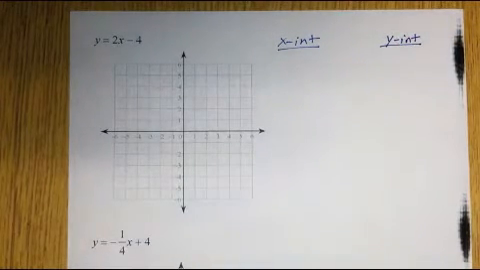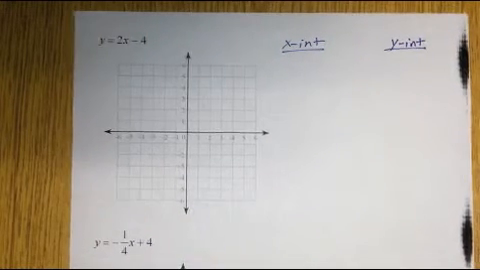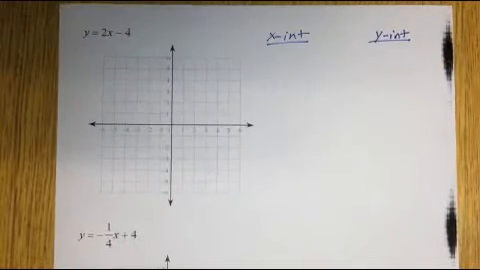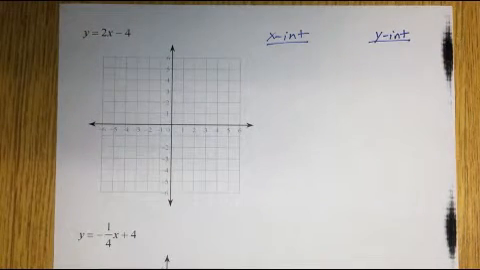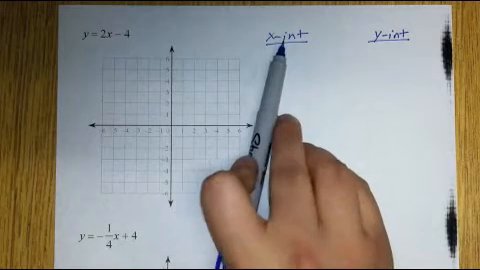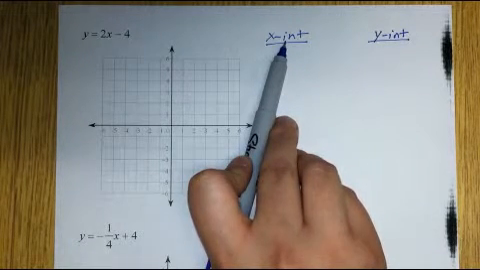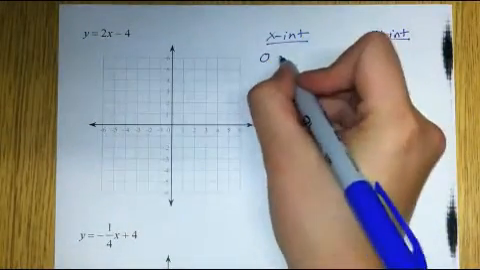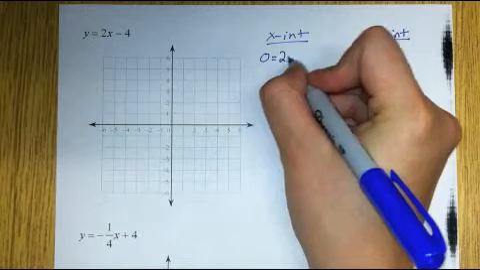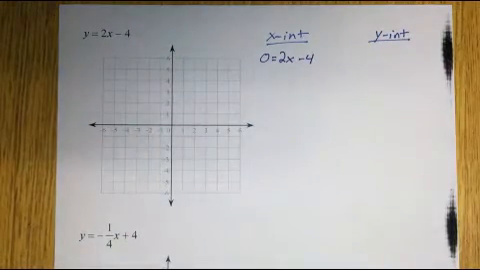Okay. All right, I'm going to use the plug-in method here. I'm going to plug 0 in. I think this will be a little bit easier on you guys. So if I want to find my x-intercept, what do I need to put into y? Or what do I got to do with y? Cover it up or plug in 0. So 0 equals 2x minus 4.